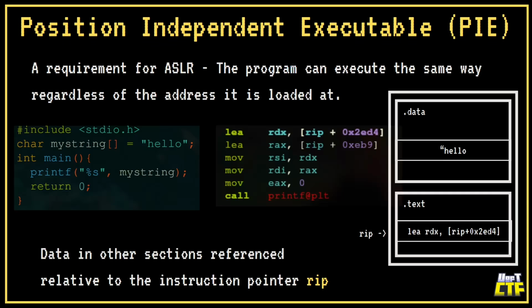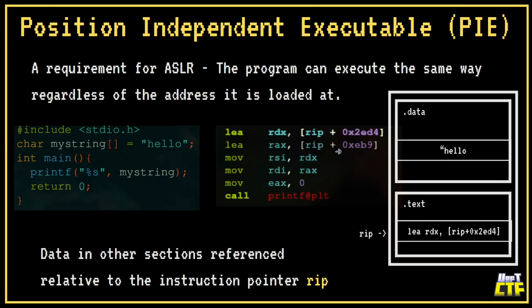A program that is able to work with ASLR will look like this. A position independent executable is a program that can work with ASLR, and any of the code that we want to execute will execute the exact same way. Instead of looking at direct absolute addresses, what we end up doing is we have the RIP, which is somewhere in program memory, and then we add an offset to it. Because the data and the text are going to be loaded in the same general section, you can just add an offset to that.